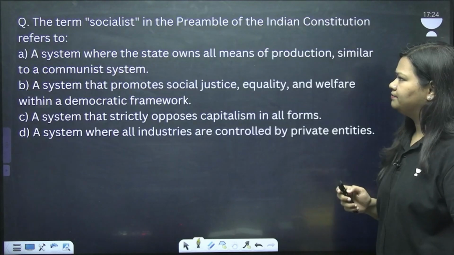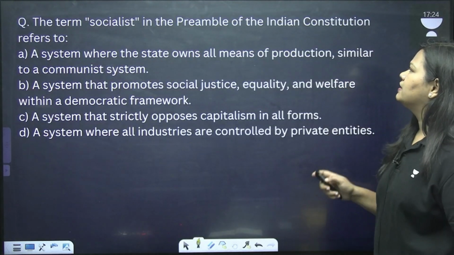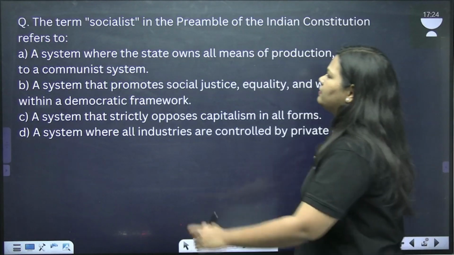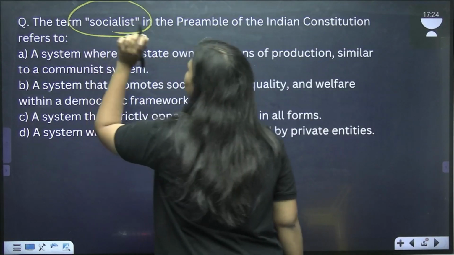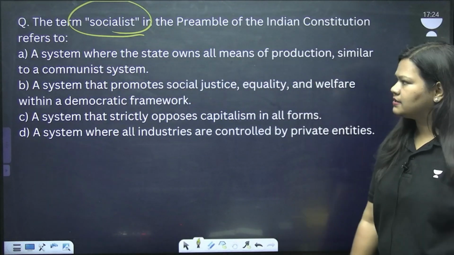Moving forward, question number 3. The term socialist in the preamble of the Indian Constitution refers to. We need to identify the correct meaning of the term socialist. It was added by the 42nd Constitutional Amendment Act.